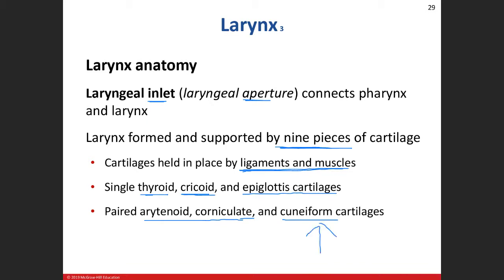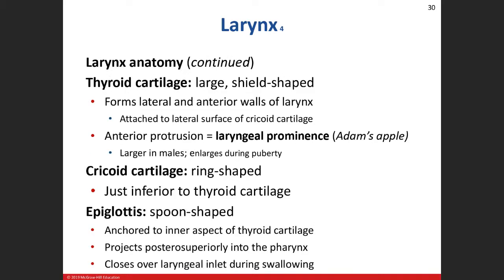This should look familiar because we had the cuneiform bones there when we were talking about the bones of the foot.